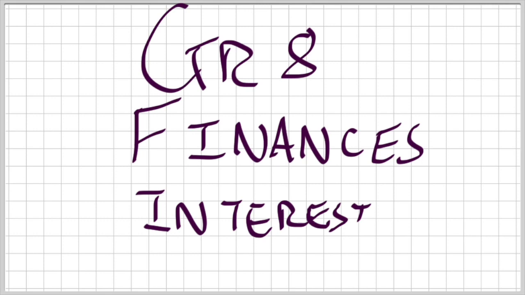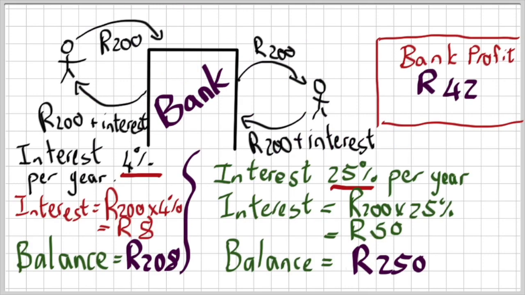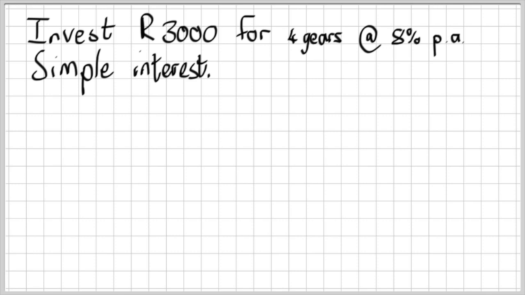So, in our previous video, we went over this whole banking system and why the banks make so much money. But for today's video, we are going to look at investing 3,000 Rand for 4 years at 8% per annum. Remember, that means per year. Simple interest. As I was saying, simple interest, 8% per year.